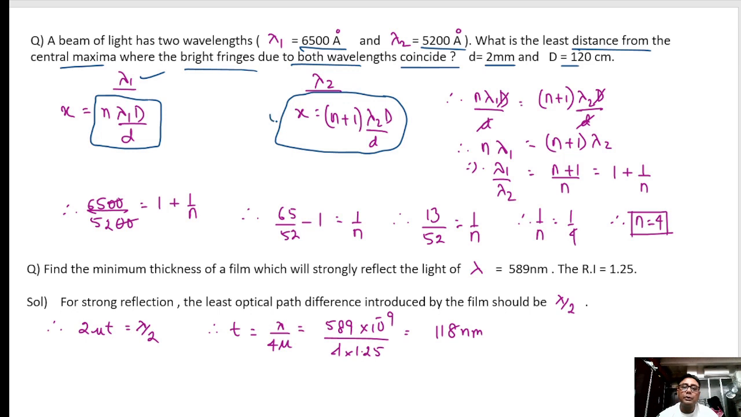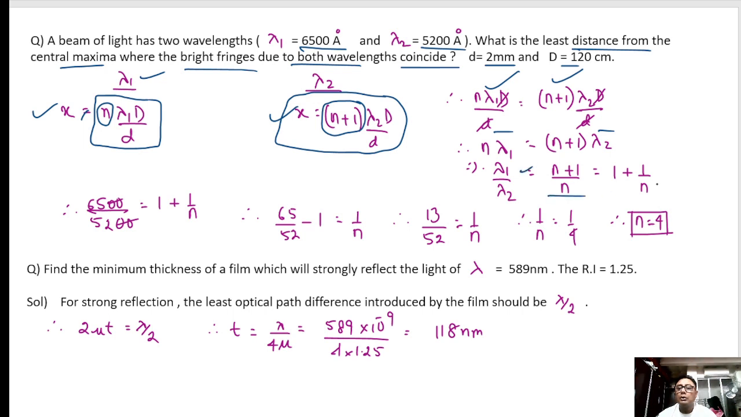The distance would be same. The distances would be same. So this distance and this distance, what is the least distance from the central maxima? First let the nth bright fringe coincide with the n plus 1th bright fringe, but the distance from the center would be the same. So x is same.